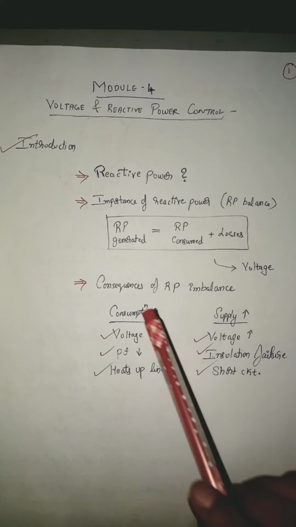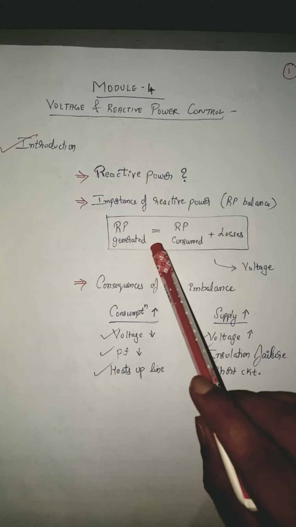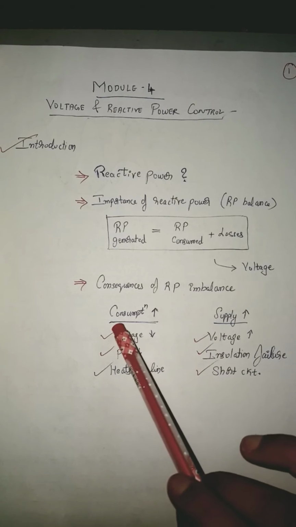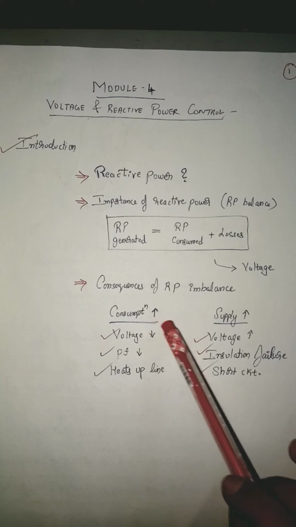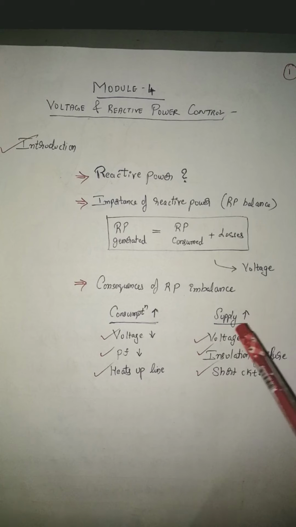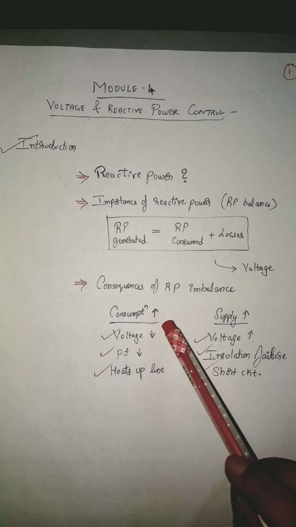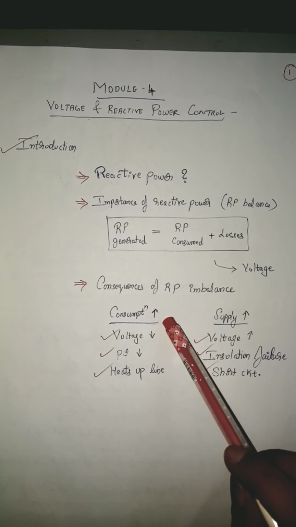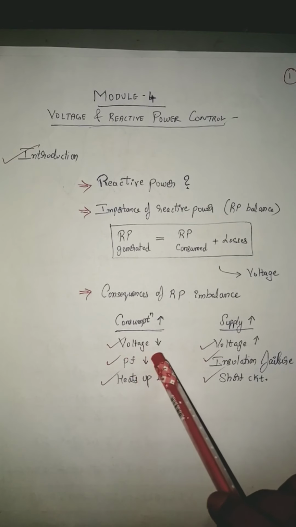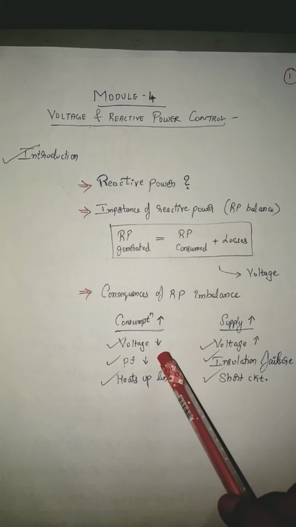Next, we'll talk about consequences of reactive power imbalance. Suppose if this balance does not exist, then let us see both the cases. When the consumption is greater than the supply, the other case is when the reactive power supply is greater than the consumption. So first case, consumption of reactive power being greater. Consumption is more, but the reactive power supply available is less. At that point of time, the voltage is significantly going to reduce. So majority of your equipments will stop working if the required voltage level reduces.